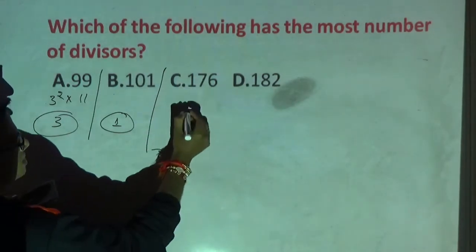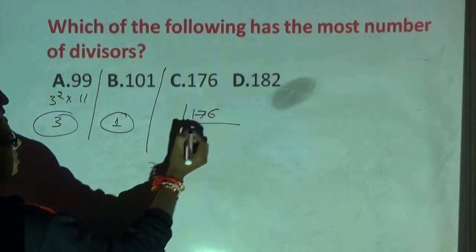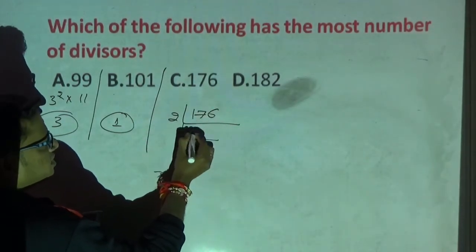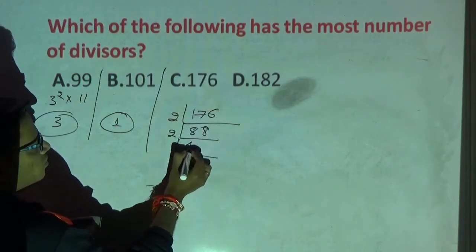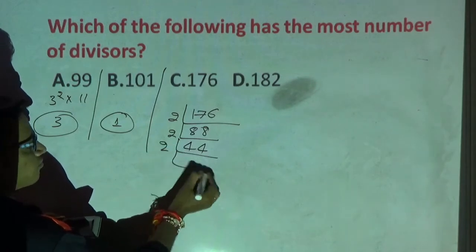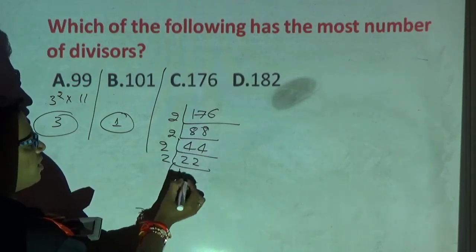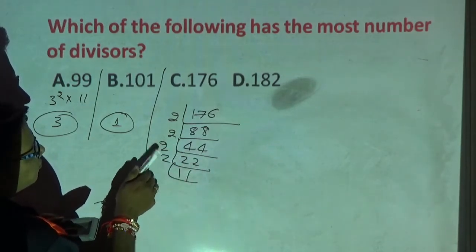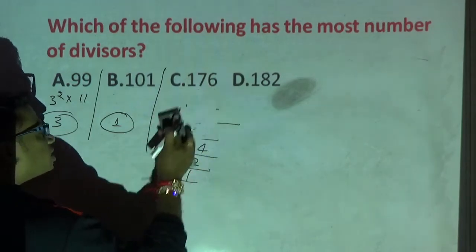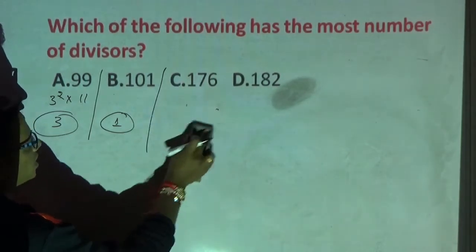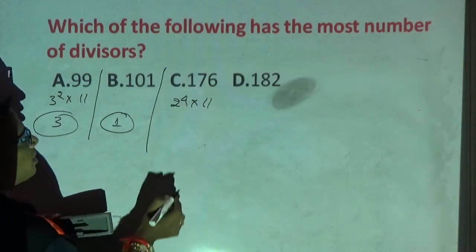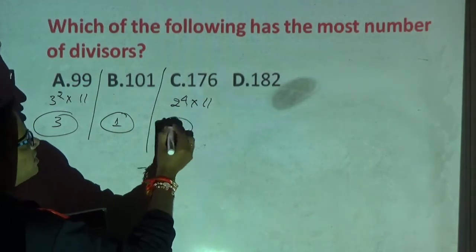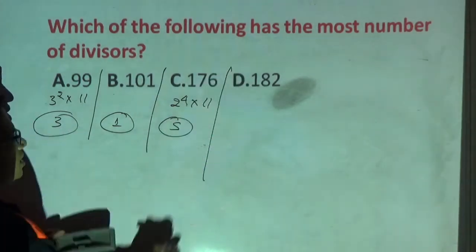For your 176, how many divisors are there? 176: 2 8s are 16, then 2 4s, again 2, then 2 11s. It is 2 power 4 into 11. This is nothing but 2 power 4 into 11. Okay, now how many divisors totally? 5 divisors are there.